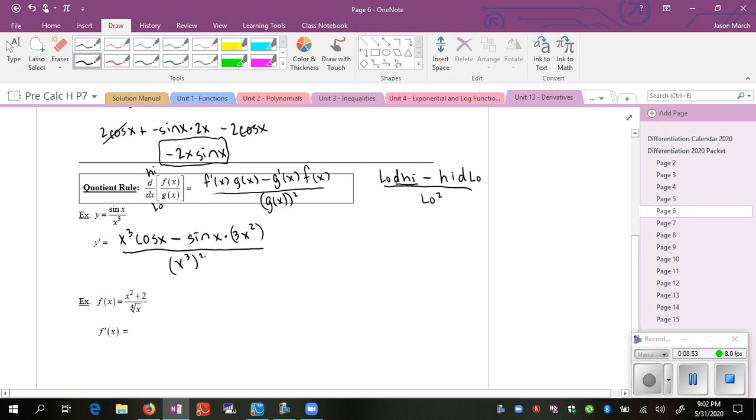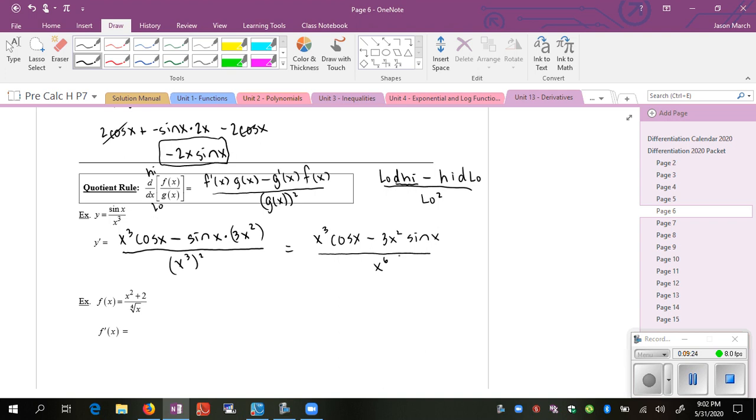We could simplify if we wanted to. Maybe I'll go ahead and do that a little bit here. So you can see that we have on top x cubed cosine x minus 3x squared sine x, over x to the sixth.